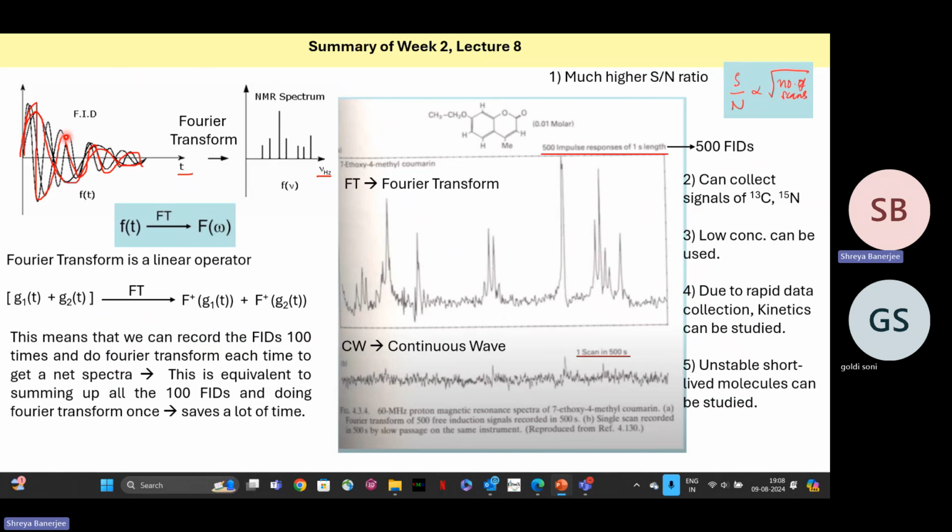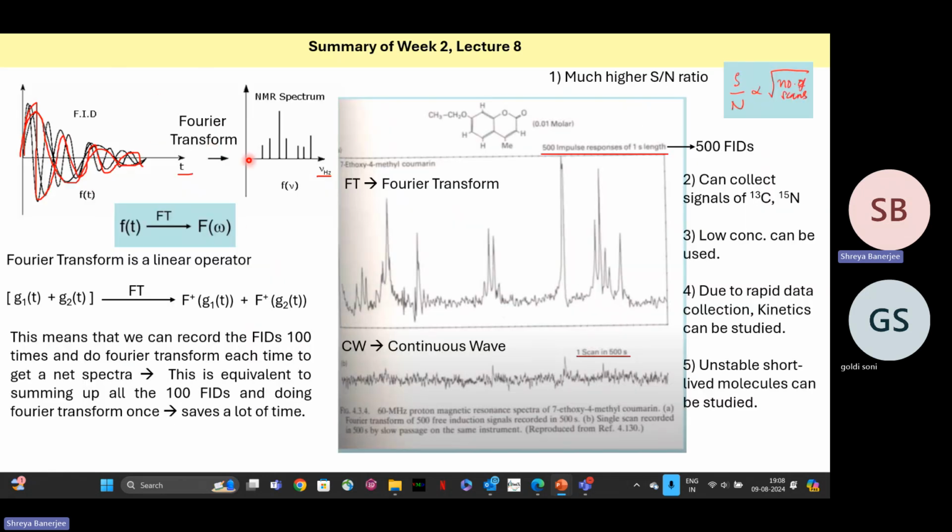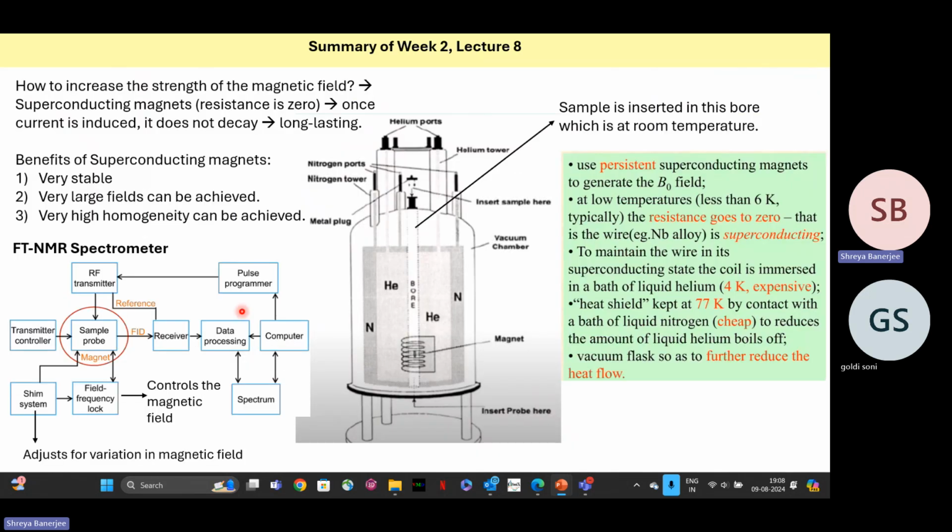So basically, this kind of FID is obtained first, and then within the data processing and computer system, the Fourier transform functions are carried out so that we can get the NMR spectra that we recognize. Other than that, there are systems to control the magnetic field. Suppose we want an NMR with better resolution, then we take a higher spectrometer frequency. So we can control the magnetic field. Then there is something called a shim system, which adjusts for variation in the magnetic field.